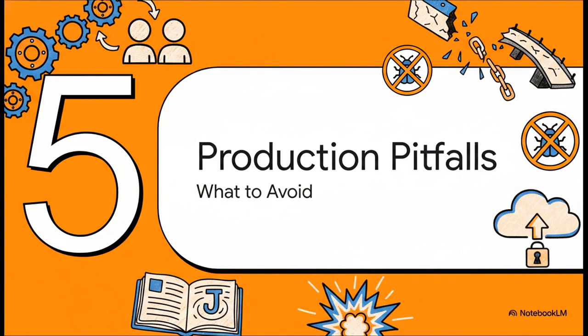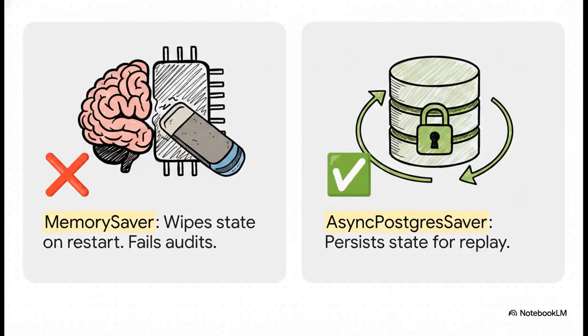Which leads us to our final section, number 5, production pitfalls to avoid. Okay, before you ship your setup, you have got to watch out for this massive trap, your choice of checkpointer. MemorySaver is super convenient when you're just testing locally. But the moment you copy-paste that into production, you violate invariant 5. Why? Because the very first time a server worker restarts, the entire state is wiped clean, gone. Your exam defense is instantly destroyed. You absolutely must use a robust solution like AsyncPostgresSaver in production so you can persist that state for examiner replay.